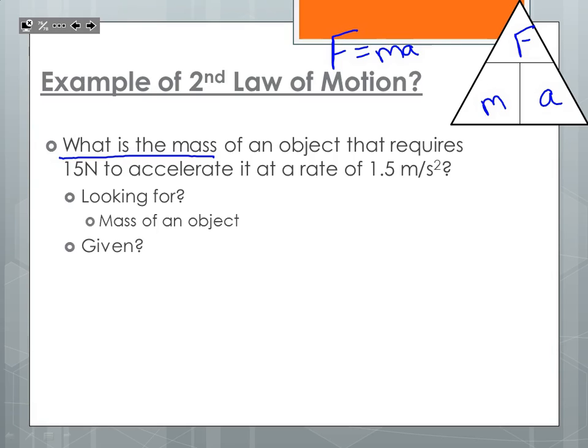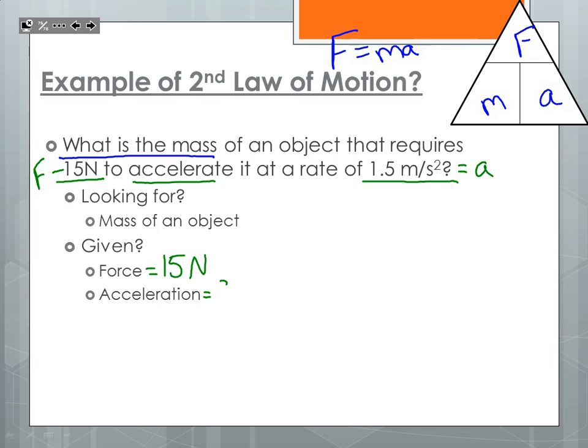So then what is given to me? Then I keep on reading. It says that an object requires 15 newtons to accelerate at a rate of 1.5. So it gives me 15 newtons. If you remember, newtons is force. And then 1.5 meters per second squared, which it already said, that is my acceleration. So that is what is given to me. I'm given force and acceleration. So force is 15 newtons, and my acceleration is 1.5 meters per second squared.